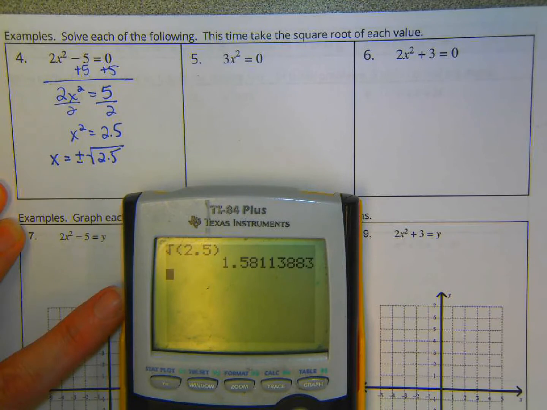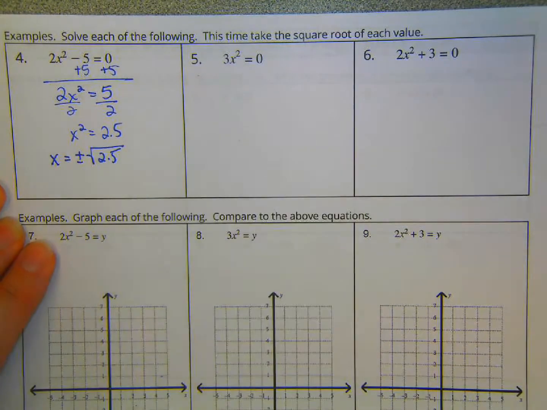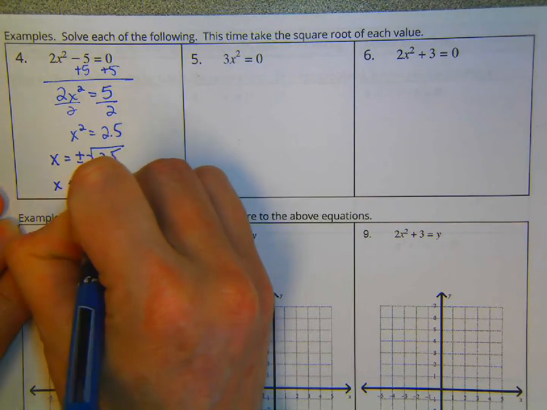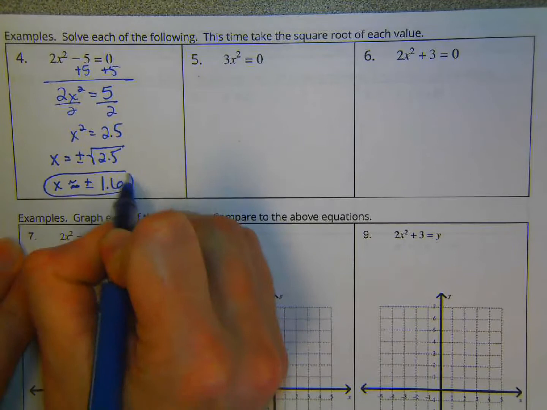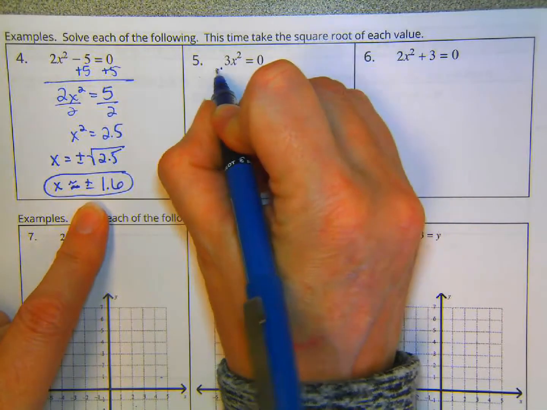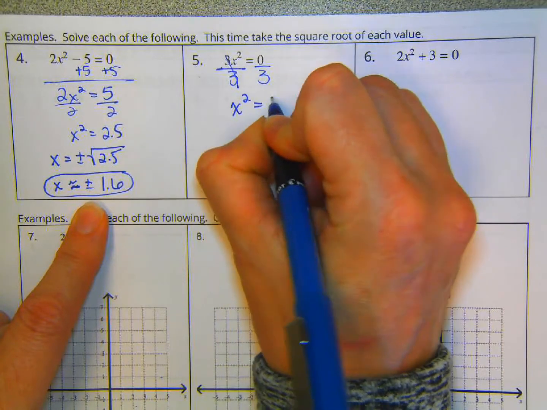It's probably nasty. We'll just call it 1.6. 1.58 or 1.6, I don't care. X is approximately plus or minus 1.6. And then this right here, we're going to get by itself, we're going to divide by 3. And that gives us x squared equals 0.